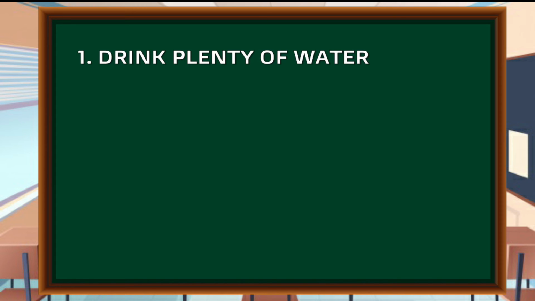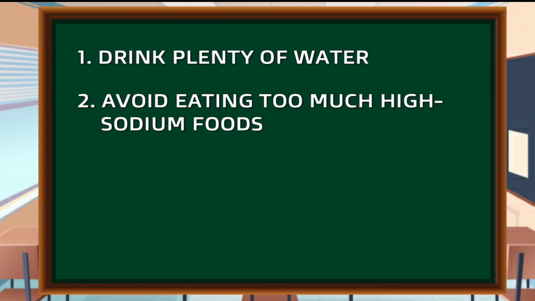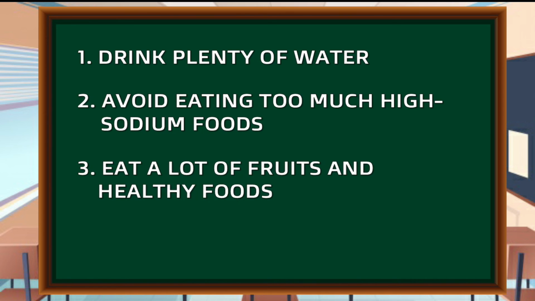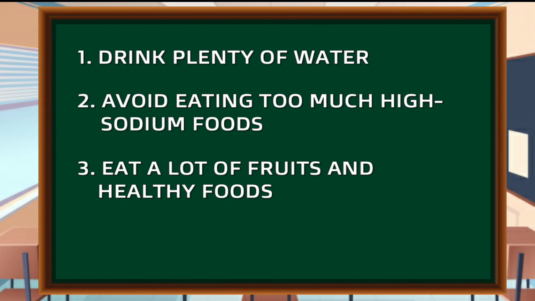The second one is to avoid eating too much high sodium foods. Salty foods can make urine concentrated and may cause kidney stones. Junk foods and processed meat contain lots of salt and preservatives. The third one is to eat a lot of fruits and healthy foods. Fruits and vegetables contain lots of vitamins and minerals that are badly needed by the kidneys to function normally. A proper diet makes all parts of the urinary system healthy and protects from all infectious diseases.